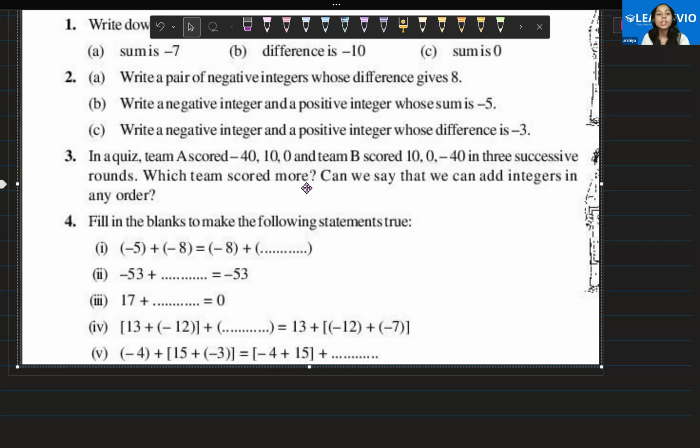Okay, now let's come to question number 3. They are saying that there was a quiz and team A scored these marks.